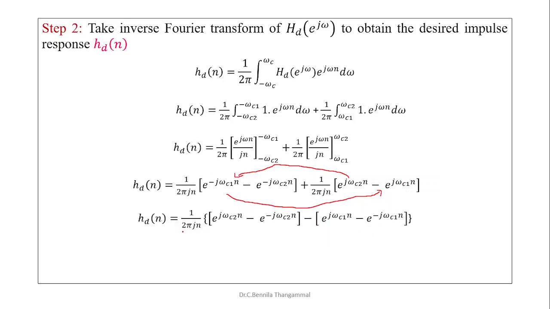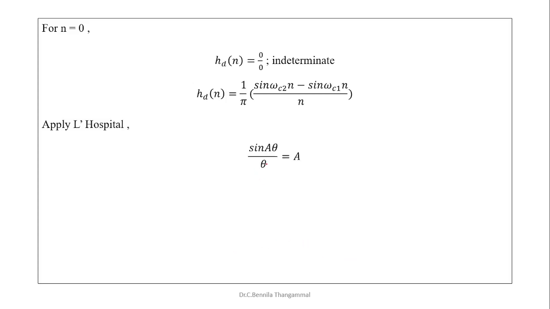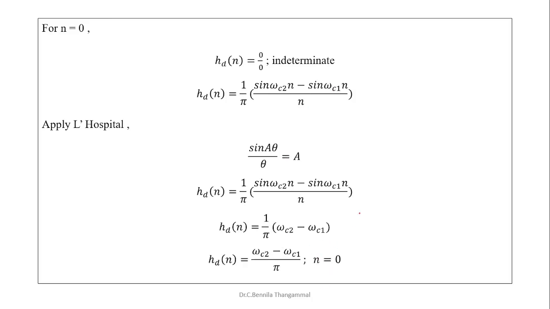Now just bring the 2j inside. If I bring 2j inside, e power j omega c2 n minus e power minus j omega c2 n becomes sin omega c2 n, and likewise sin omega c1 n, divided by pi into n. So this is for n not equal to 0. Now for n equal to 0, it becomes 0 by 0, an indeterminate case. So applying L'Hospital's rule, sin a theta by pi theta is equal to a over pi. So this is omega c2 minus omega c1 divided by pi, for n equal to 0.